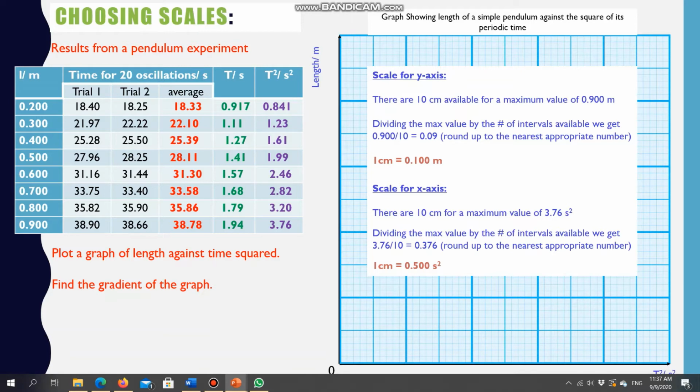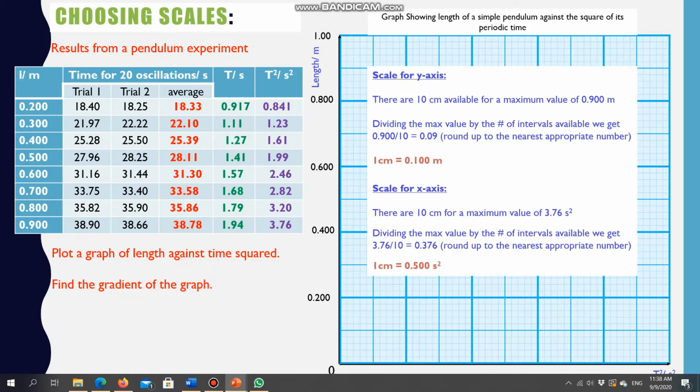So in labeling our axes, we have 0 at the origin, and going on the y-axis first, every centimeter would be 0.1 meters, so we have 0.2 here because this is 2 centimeters away from the 0, and so on. So the next one would be 0.4, then 0.6, then 0.8, and finally 1.00.